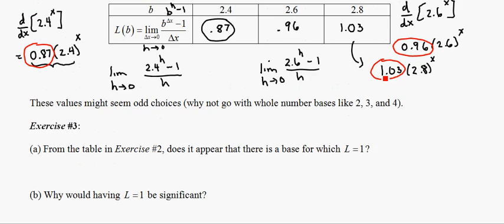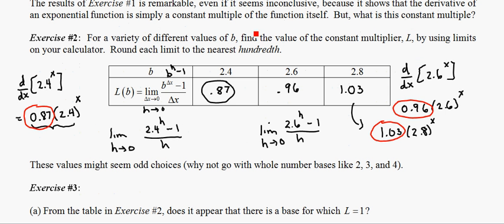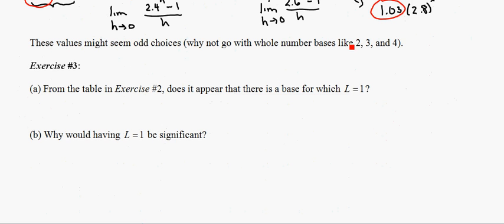So, exercise number 3 asks us, from the table in exercise 2, does it appear that there's a base for which L is 1? Well, yeah, right? I mean, there's probably some number between these two where L is equal to 1, right? Somewhere. So I think I can say yes. Somewhere between 2.6 and 2.8.